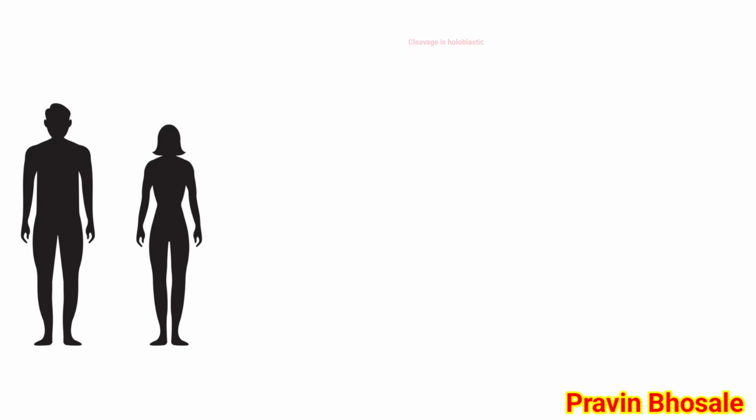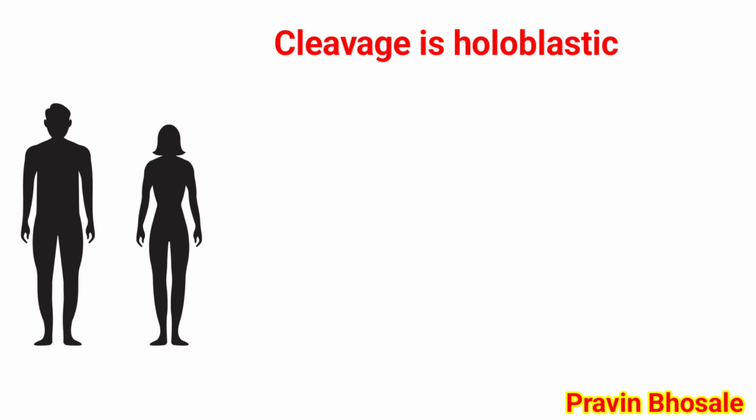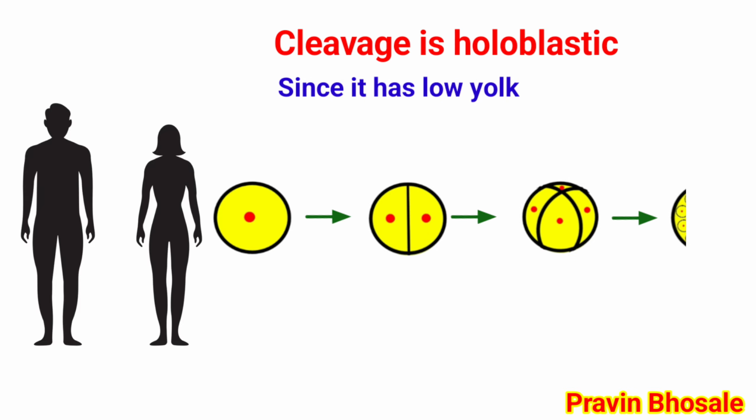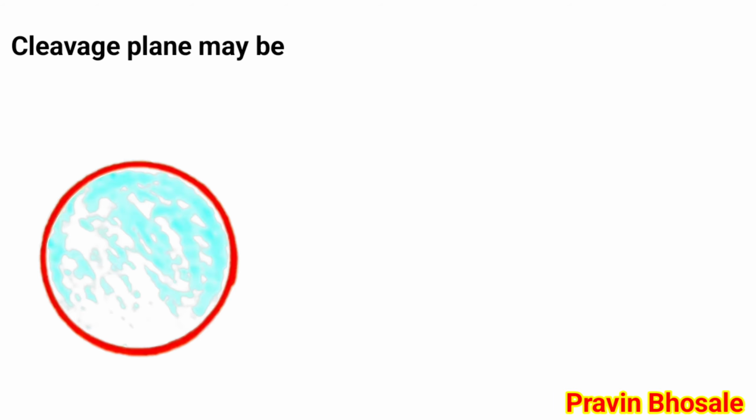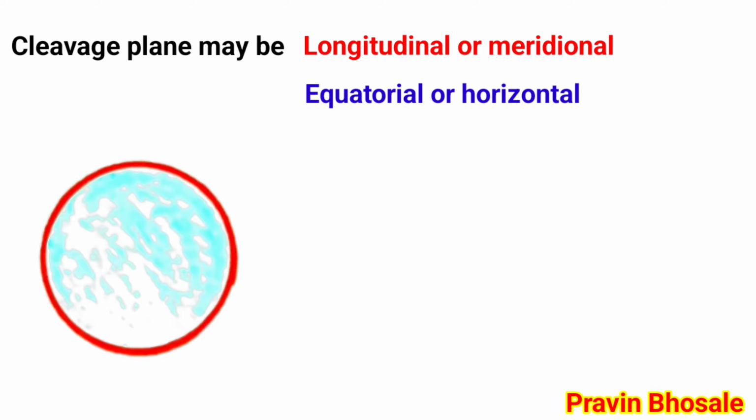In humans, cleavage is holoblastic. That is, since it has low yolk, the whole zygote gets divided. The cleavage planes may be longitudinal or meridional, and equatorial or horizontal. Let's see longitudinal or meridional.